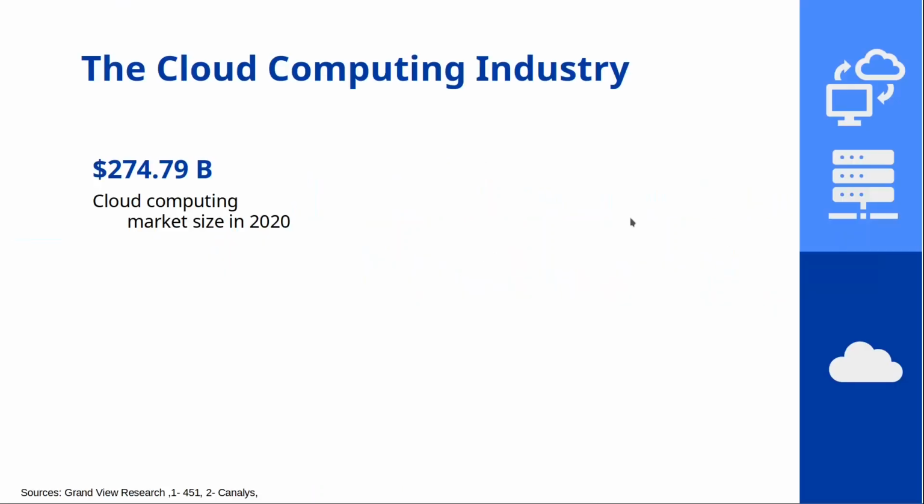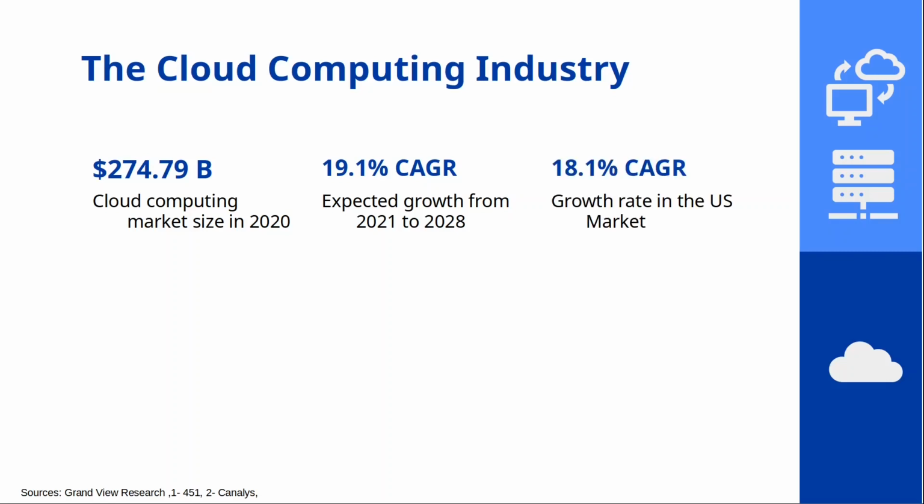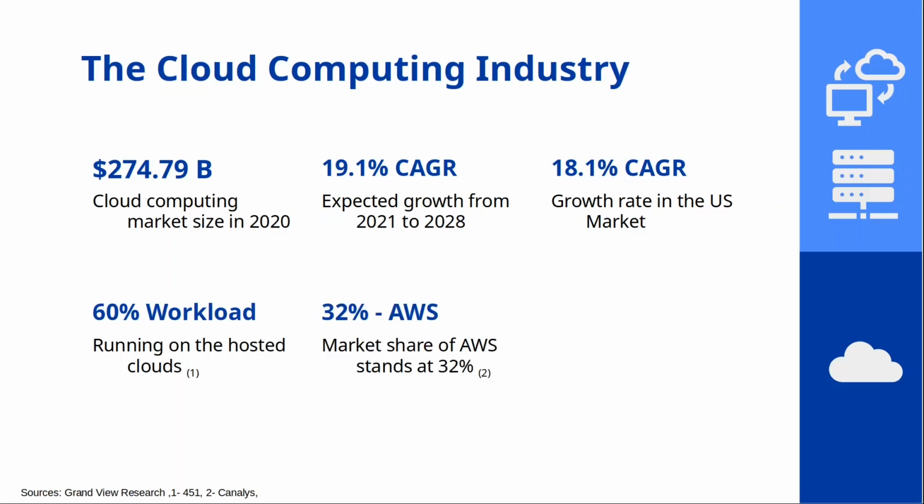All right, so let us understand the cloud computing industry. In 2020, this computing industry was around 274 billion. It is expected to grow at a rate of 20%, almost around 19.1% CAGR, that is annual growth. And in USA alone, it is expected to grow at 18.1%. So around 60% of workload were running on cloud in 2020. It has now probably increased to around 80%. And AWS, which I'm talking about in this series, has the biggest market share, 32% as of 2020. And I think it has remained somewhat similar.